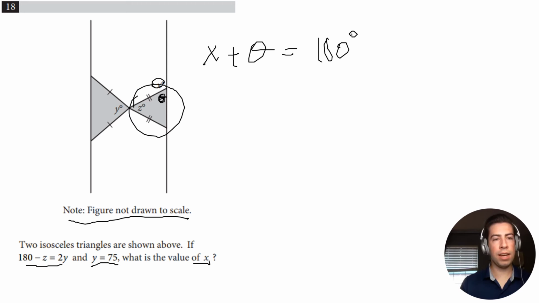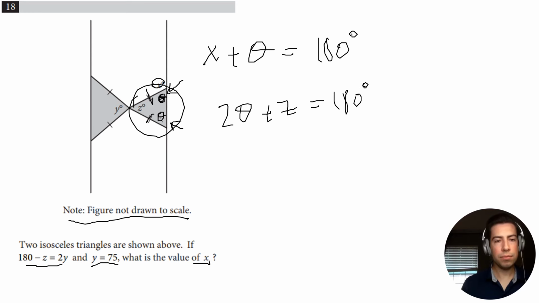But here's the thing, guys. This triangle right here is isosceles, and because these two lines are parallel right here, that means that these two angles have to be the same, okay? So these two angles inside of the triangle have to be the same. So let's go ahead and figure out what z is. And what that means is that 2 times theta plus z has to equal 180 degrees, okay?